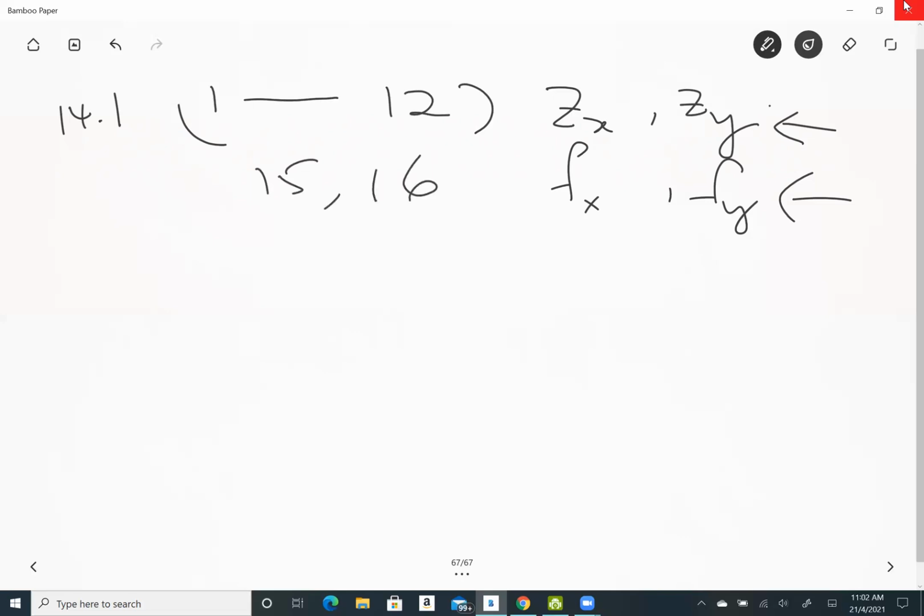Number 16, they have... because number 15, 16 is not a function. It's the derivative already. So 15, 16 you don't need to do. Okay, 1 to 12. Any question? Anything?